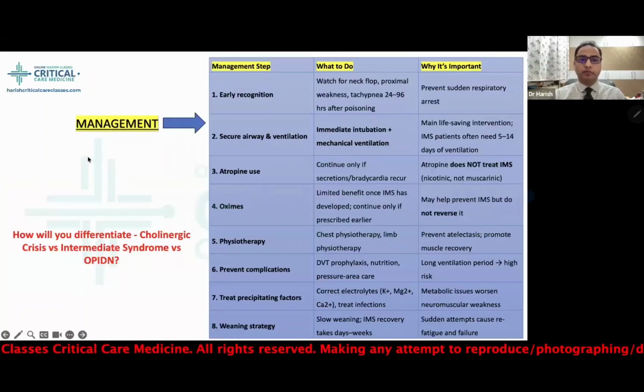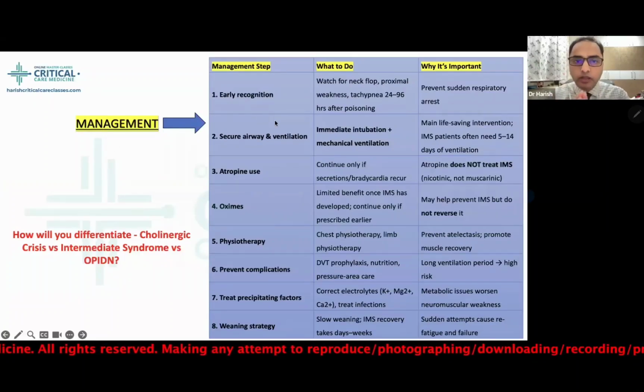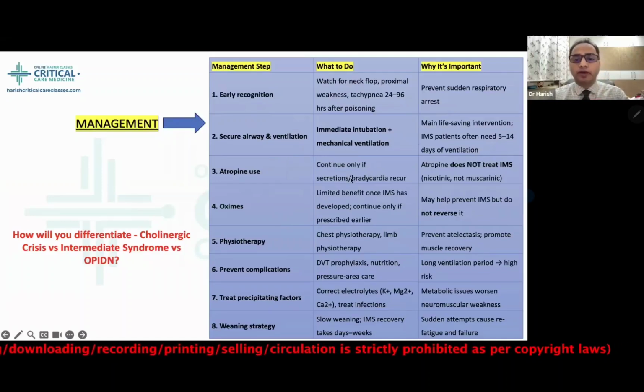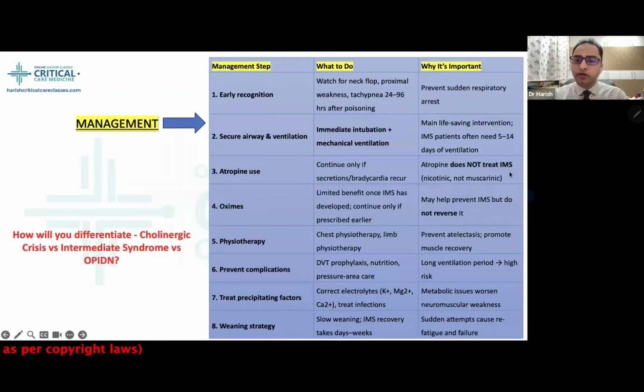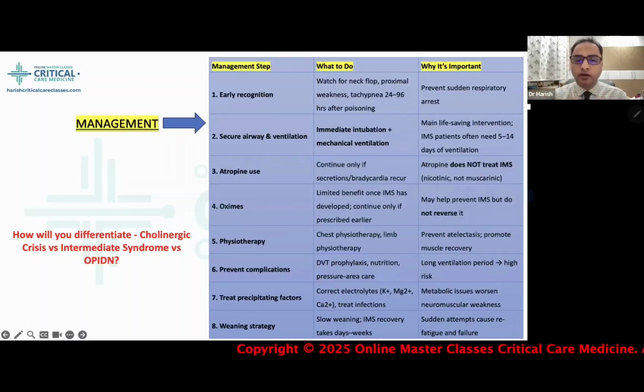So again, in terms of therapy management, early recognition is very important. Secure the airway and ventilation with immediate intubation, mechanical ventilation. Atropine, continue only if patient is having some sort of cholinergic manifestation, muscarinic manifestation like secretions, bradycardia. Otherwise, atropine does not treat the intermediate syndrome. So it is nicotinic, not the muscarinic, that is the problem. Okay. Oximes have limited benefit once IMS has developed. So continue only if prescribed earlier. So may help in preventing IMS, but not the reverse. Okay. So that's why oximes may not be the drug of choice for intermediate syndrome.